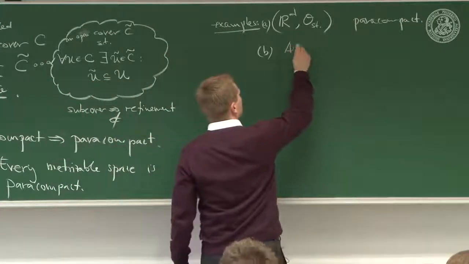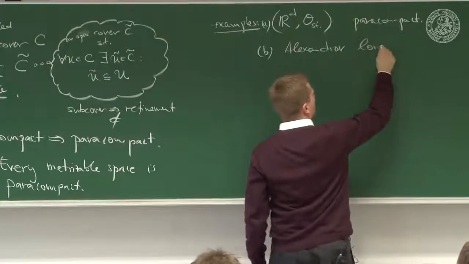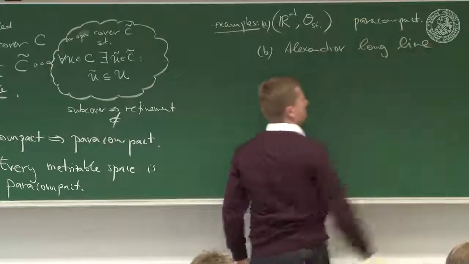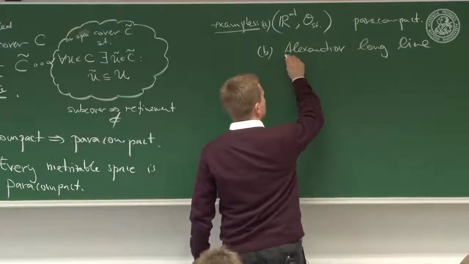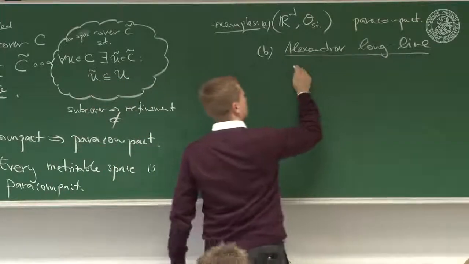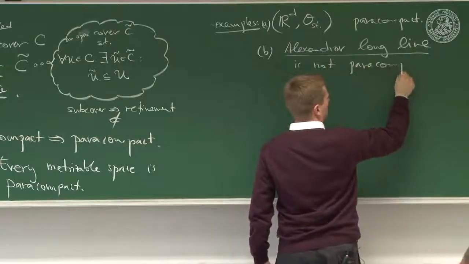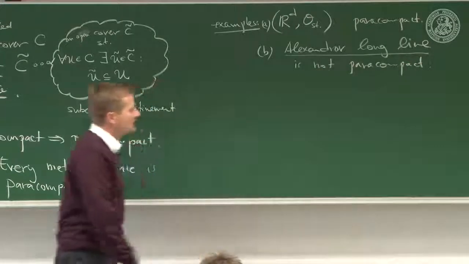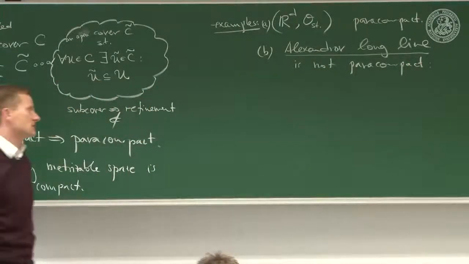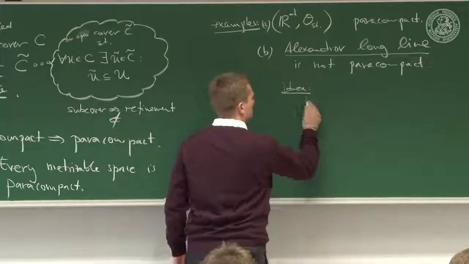there's a thing called the Alexandrov line, or the Alexandrov long line. That's cute. And so the idea here, I'm not going to write this down. So I first say it's not paracompact. It's a counterexample, and it gives you a taste of how artificial such spaces are in some sense. So I just sketched the idea.